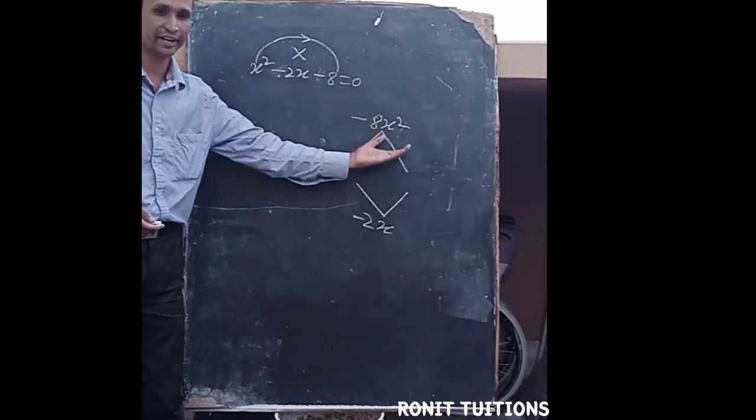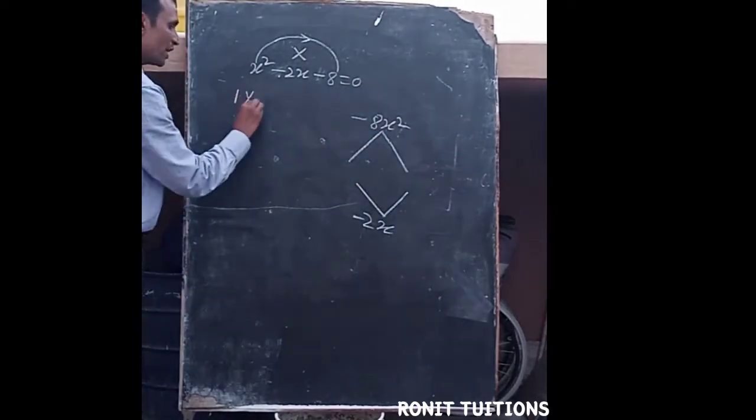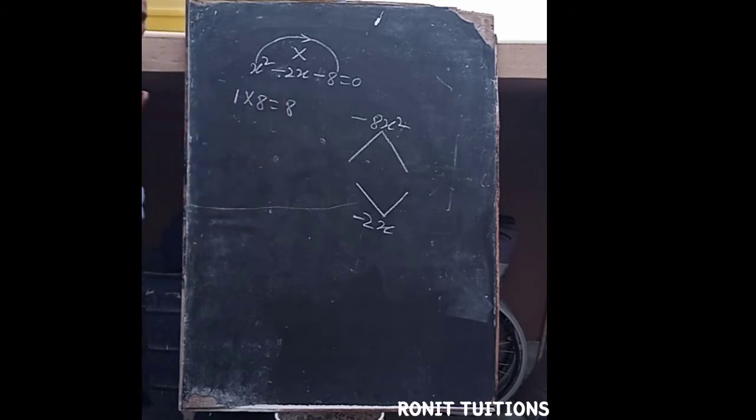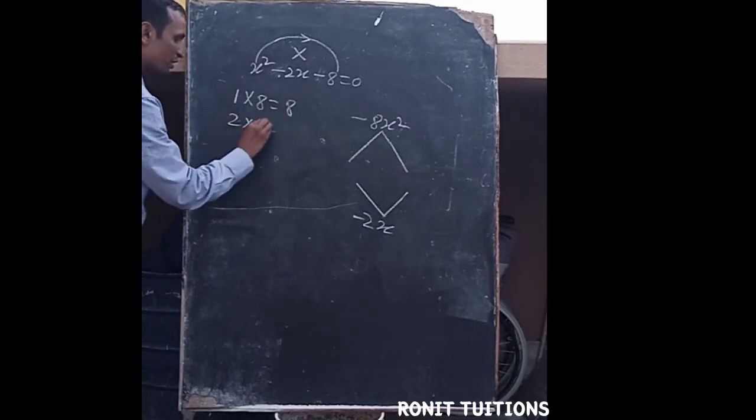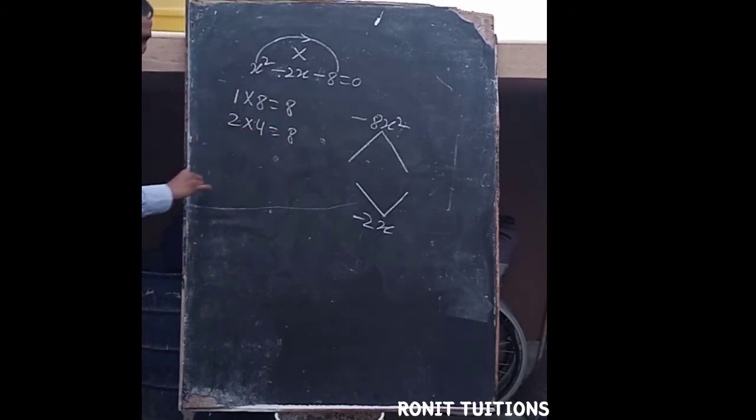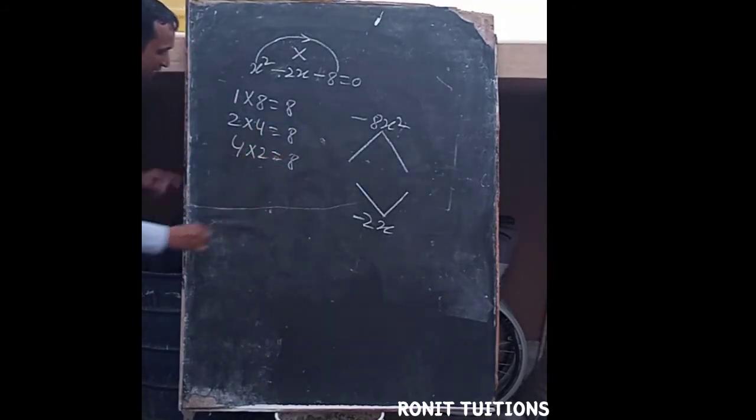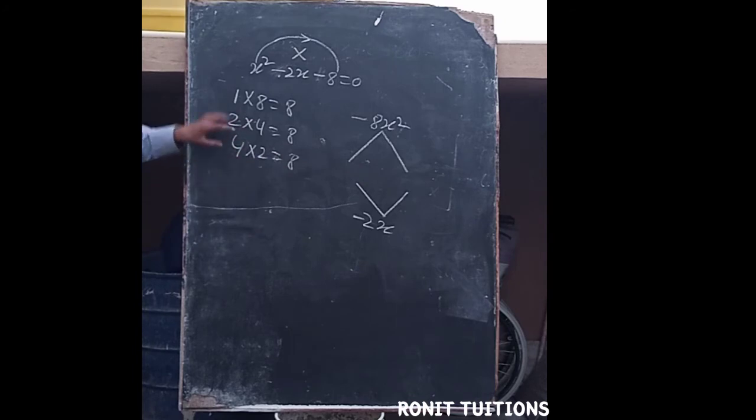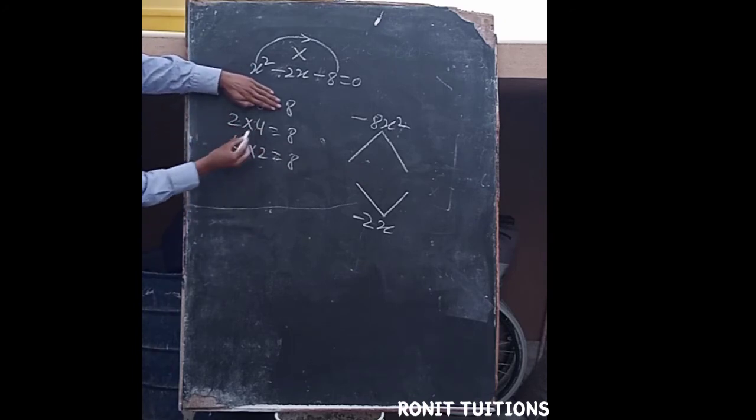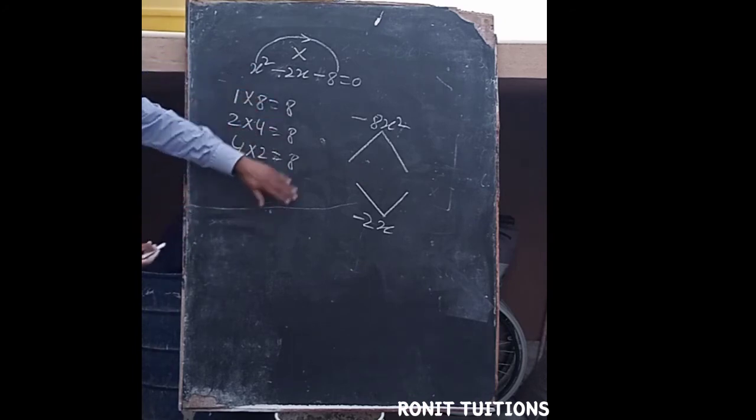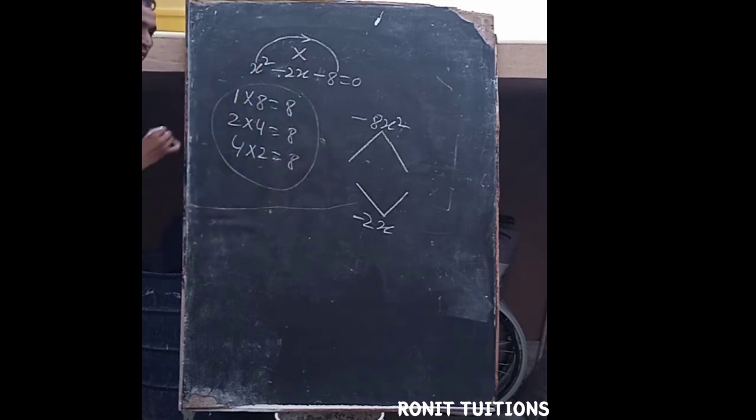First, 1 into 8 gives 8. Then 2 into 4 gives 8. Then 4 into 2 is equal to 8. Now see, the numbers repeat: 2 into 4, otherwise 4 into 2. So the answer will be in these 3 only.